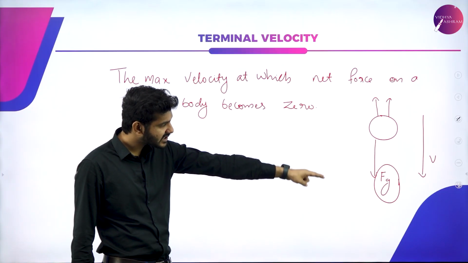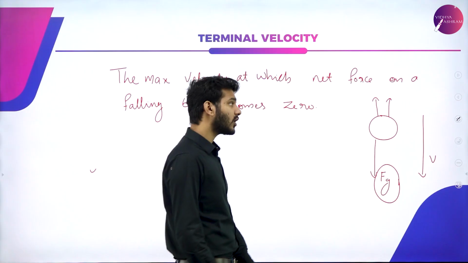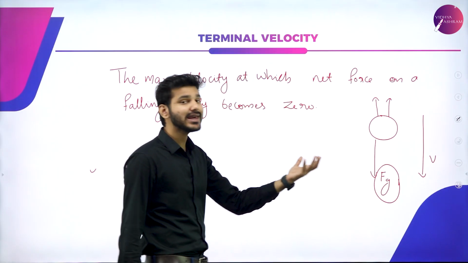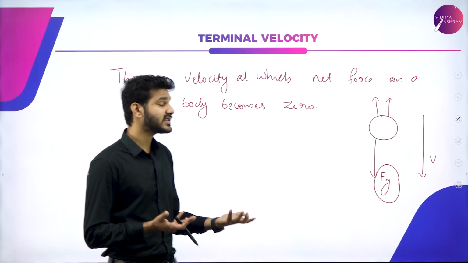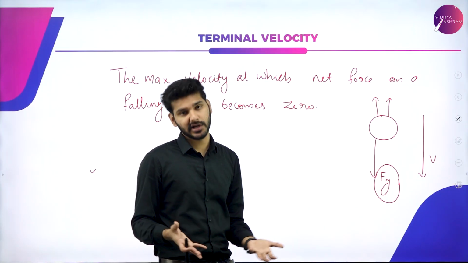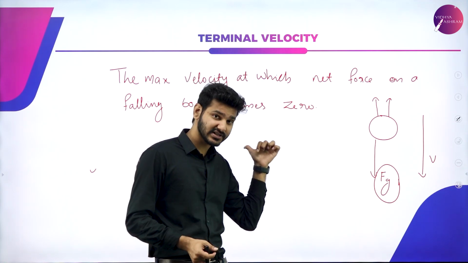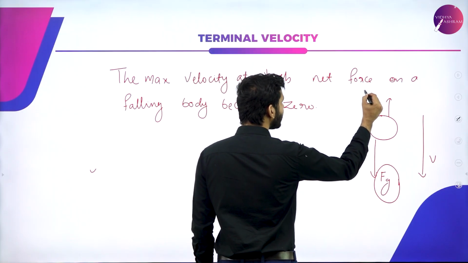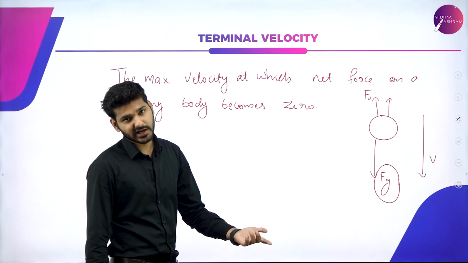So the force acting in the downwards direction is gravitational force. Again, what is balancing out that particular force? Since it is falling in air, or simply a mixture of gases, we can say that it is traveling through a fluid medium, which means the fluid medium will exert a pressure. We just saw that using Stokes' law. So we can see that there will be a fluid force, which is Fv, acting in the opposite direction.